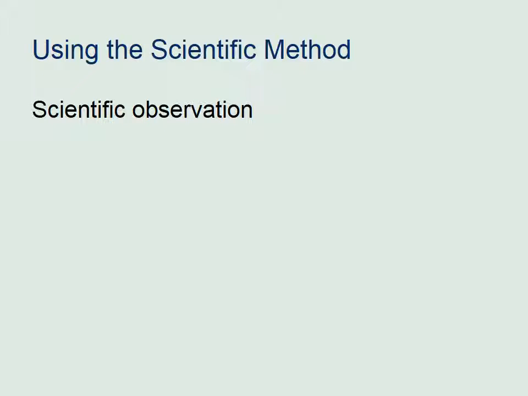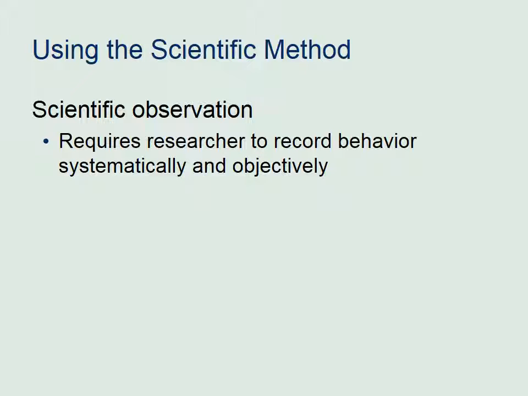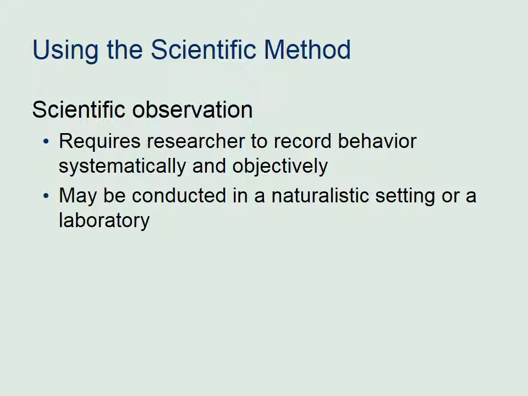We'll start with what I think is probably one of the easier ones, scientific observation. And I think it's easier because it is exactly what it sounds like. We are observing. So this requires a researcher to record behavior systematically and objectively. And that is the key. It needs to be systematically and objectively. We are not putting our own spin on things. We are not interpreting things. We are being objective.